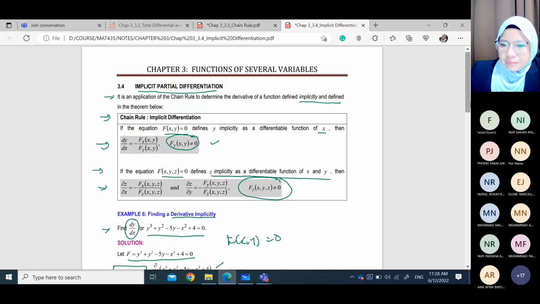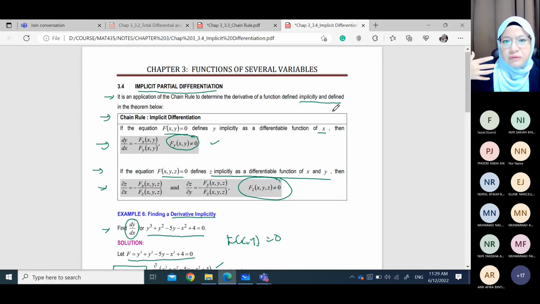Alright, so as a conclusion, first tadi sebelum ni kita dah discuss partial derivative. Partial derivative yang kita discuss sebelum ni, how do we solve the problem which involving differentiation yang melibatkan lebih daripada satu variable. So the method to solve that one, we need to use partial derivative.